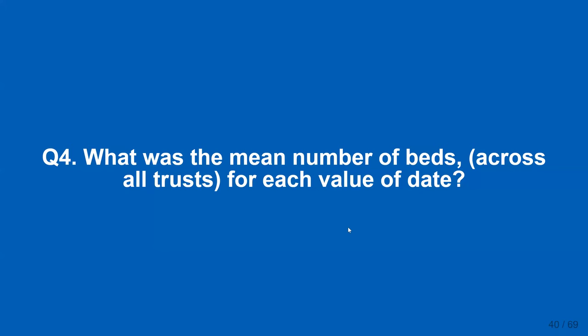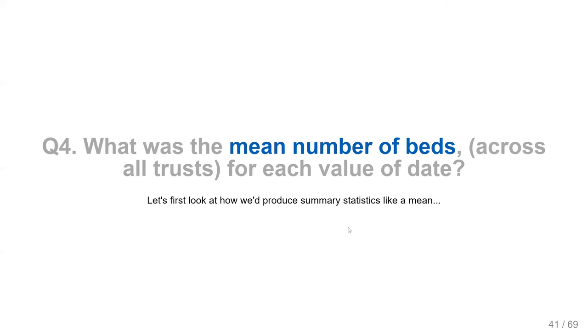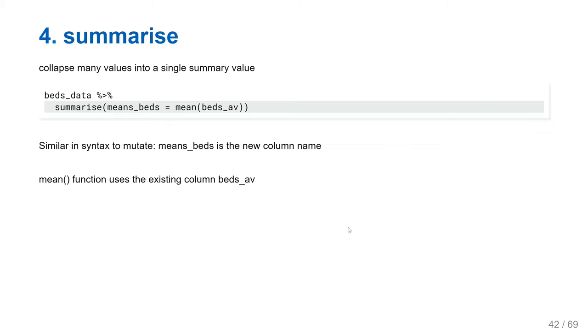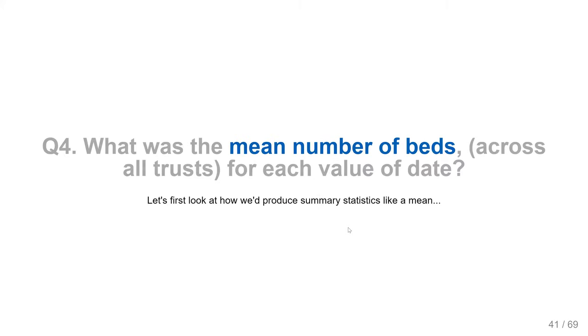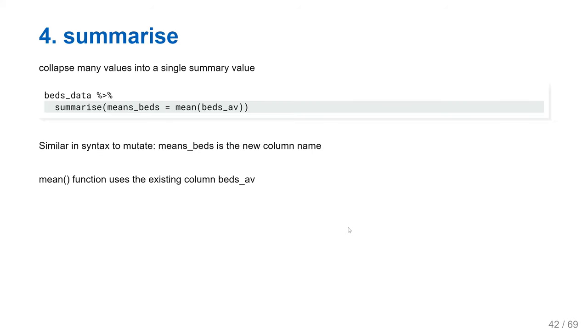Question four, what was the mean number of beds across all trusts for each value of date? So this question is quite different from the other ones. It's asking now for the mean number of beds across all trusts for each date. So when I hear this, I'm like, we need to use group by. And it also mentions a summary statistic, a mean number of beds, which means that I would probably use a summarize. So for this exercise, we're going to try to use summarize. And then I think for the second step of this research question, we are going to use group by. For now, let's do the summarize step first.